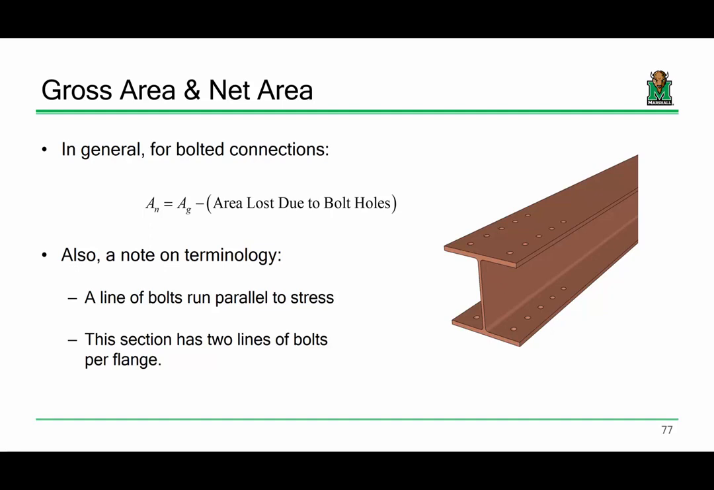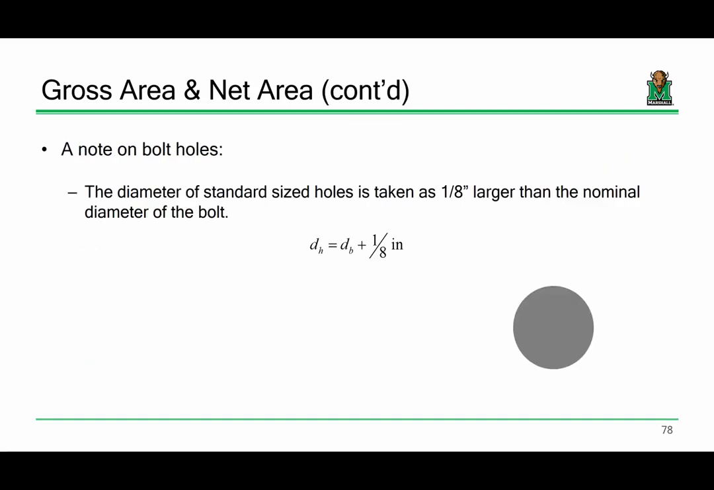Sound good? Now let's talk about the area lost due to bolt holes for a second. What we're going to do for tension members is this. In order to determine the diameter of a bolt hole, we're going to take the diameter of the bolt and we're going to add 1/8 of an inch. Now there are two reasons for that, and the first is this.